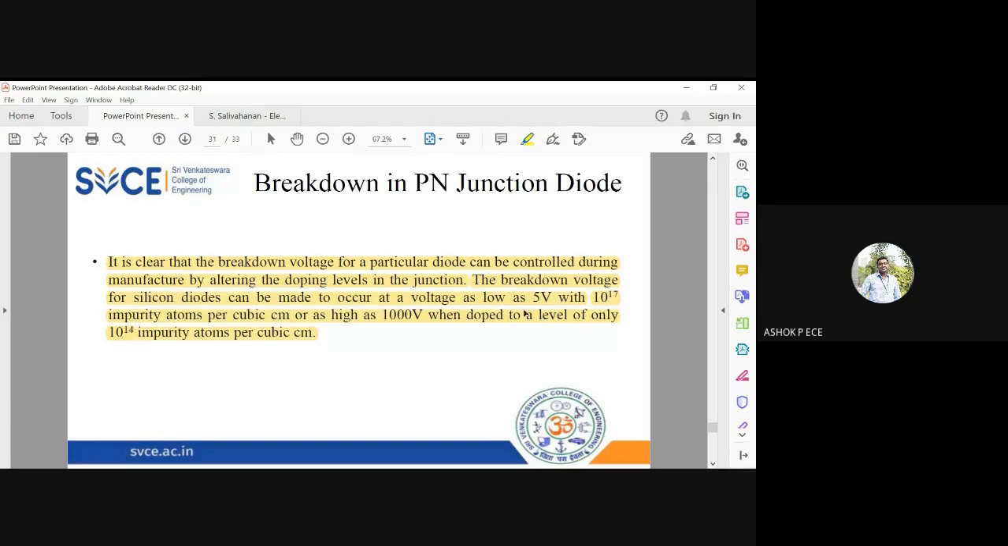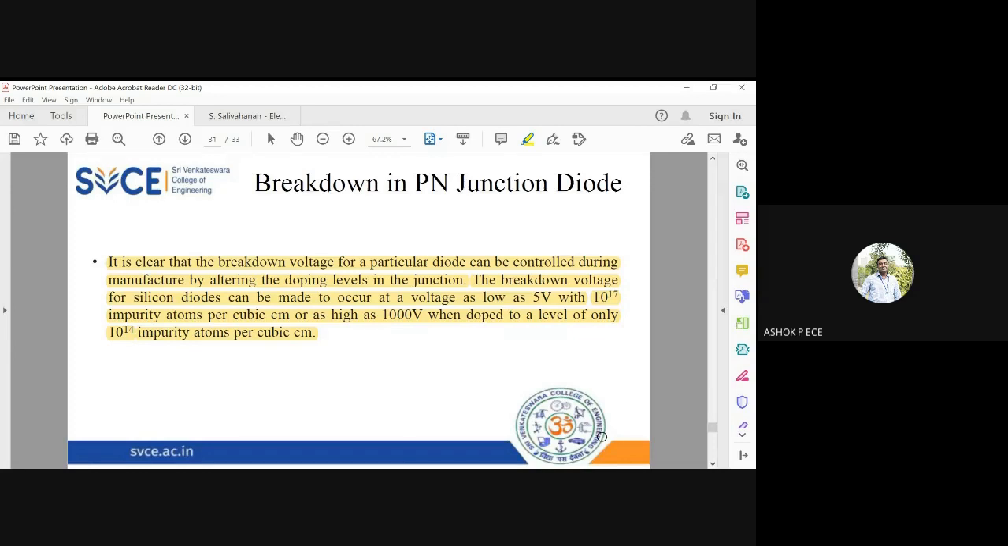So 5 volt is for Zener diode, where the doping is very, very high. See here, 10 power 17 impurity atoms per cubic centimeter. In avalanche breakdown, you see, it is 10 power 14. So the ratio of 10 power 17 to 10 power 14 is 10 power 3. So 1000 times more atoms I am adding extra.